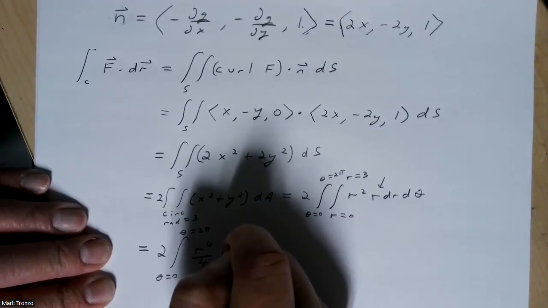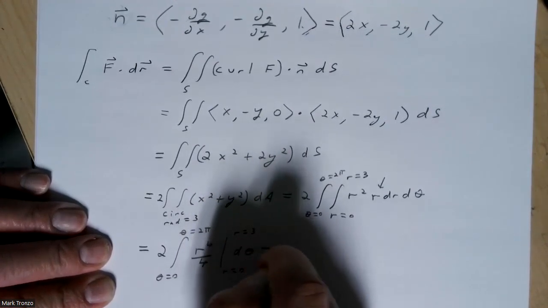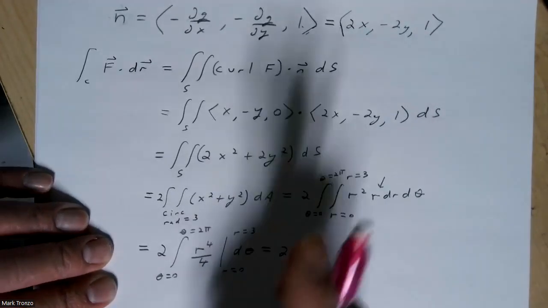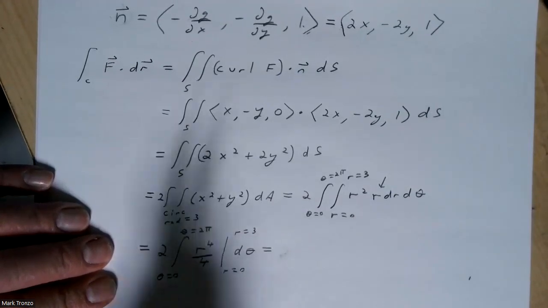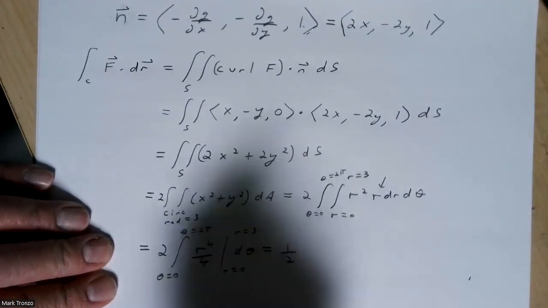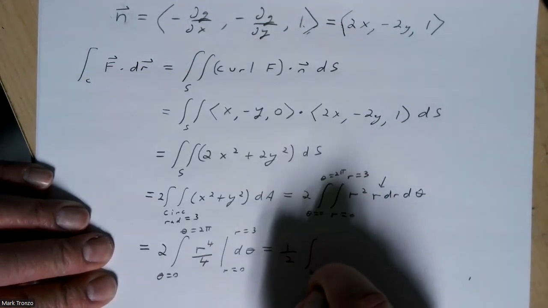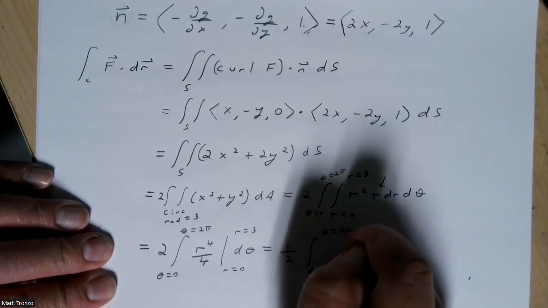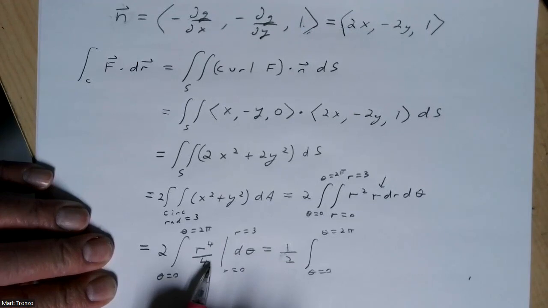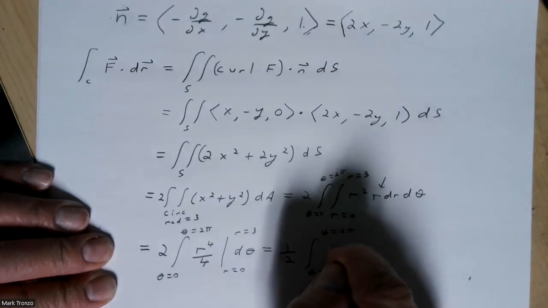r equals 0, r equals 3, d theta. And we could cancel, we have a 2, we could cancel that. That would give us like a half. And then put this in. And so I made that half. 3 to the 4th, that'd be 3 times 3 times 3 times 3, I think that's 81.